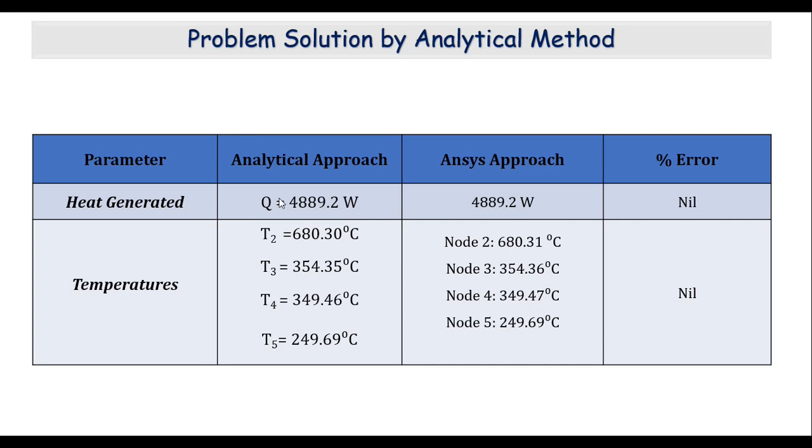So you can see that in the analytical approach, the heat generated is 4889.2 watts, and similarly in the ANSYS approach also the heat generated is the same, and hence the percentage error is nil. And also the values that we have got in the analytical approach at 2, 3, 4 and 5 nodes is same in both the analytical and the ANSYS approach, and hence the percentage error can be recorded as nil.